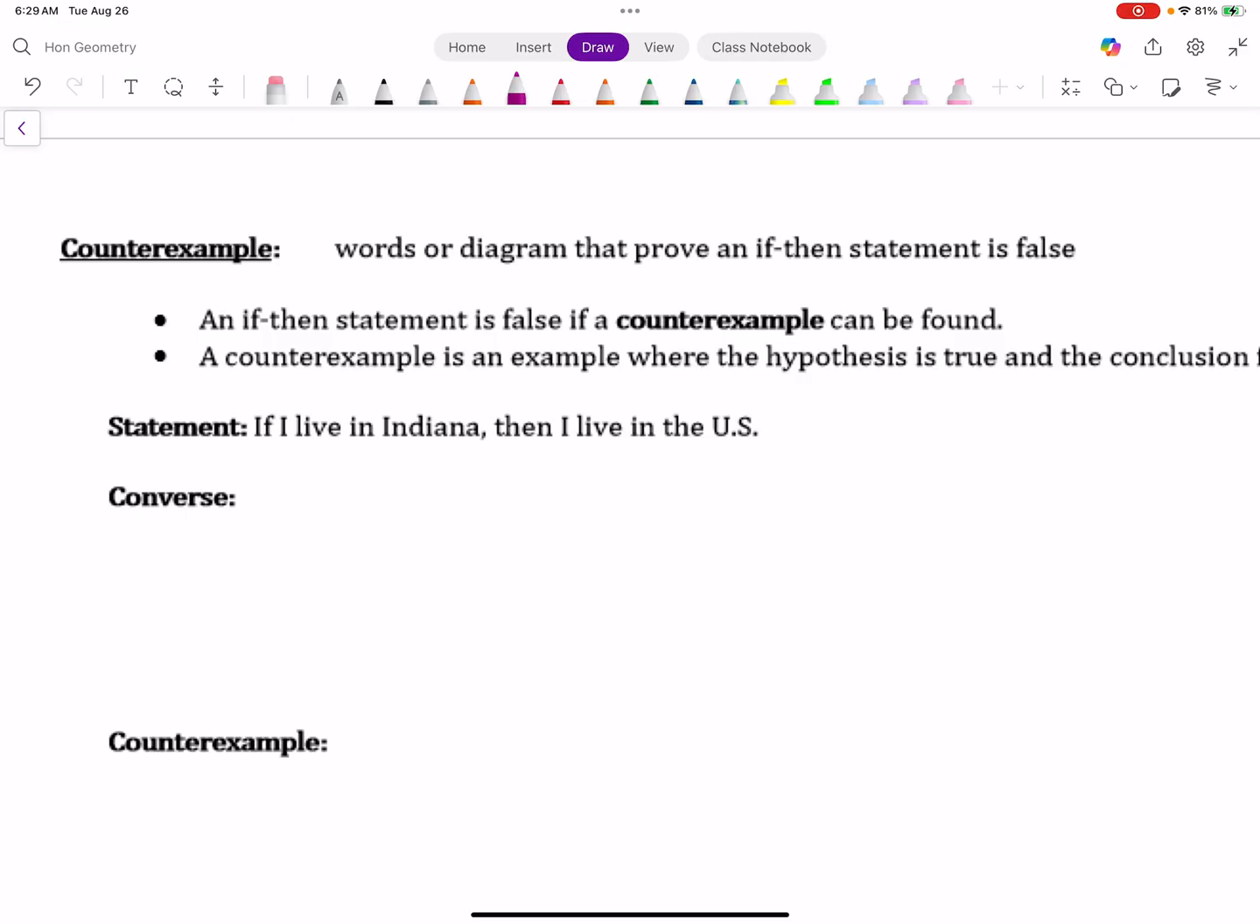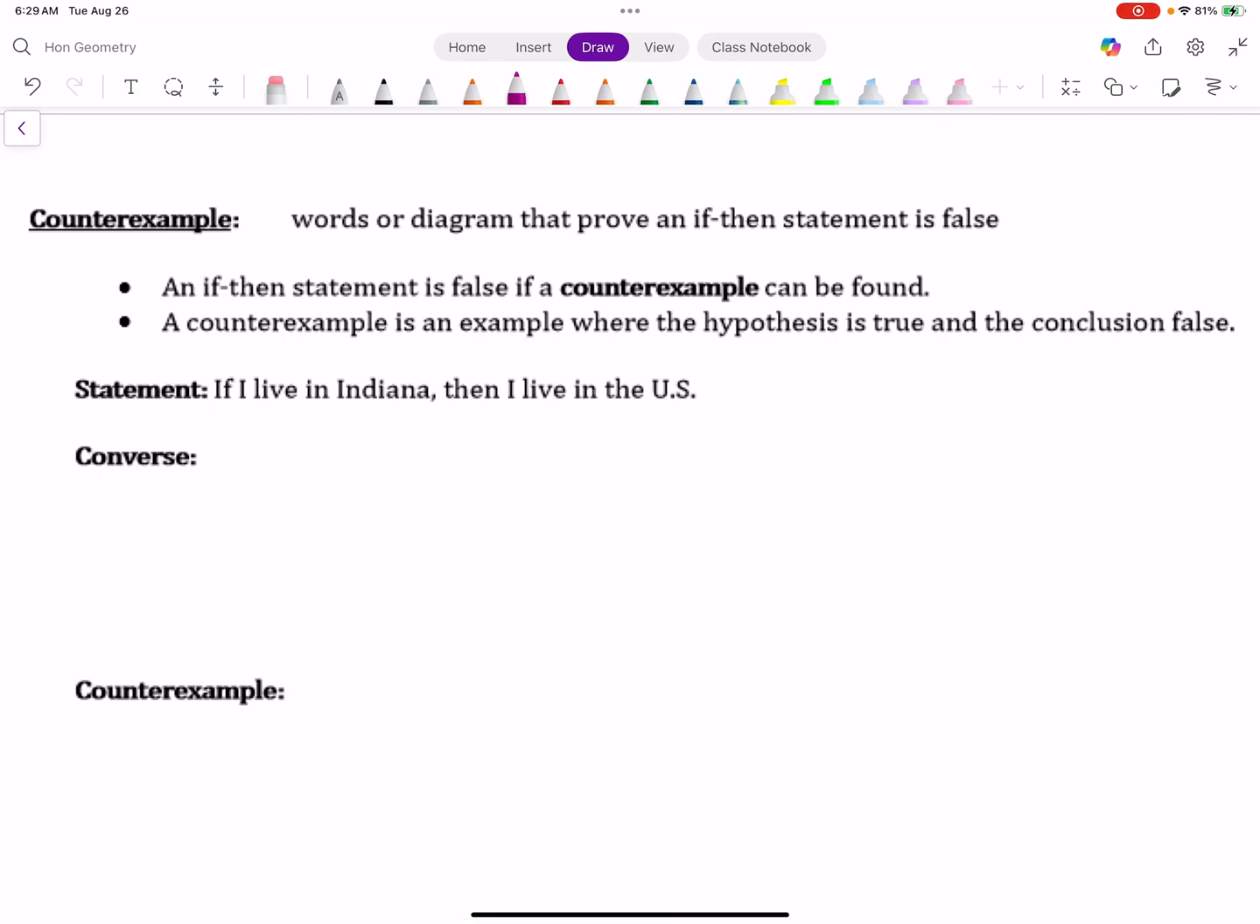So we say that an if-then statement is going to be false if we can find a counterexample. A counterexample is an example where the hypothesis is true, but the conclusion is not. And obviously, I lived in Indiana when I made these notes up. So if I live in Indiana, then I live in the United States. All right, so that is a true statement. If you live in Indiana, then you live in the United States. The converse of that, though, so let's go through this. The hypothesis in this one is I live in Indiana.